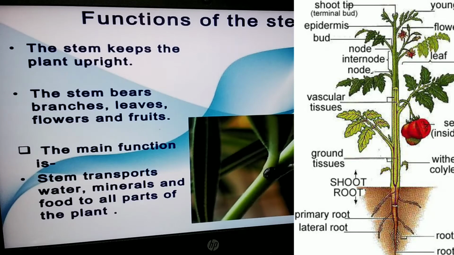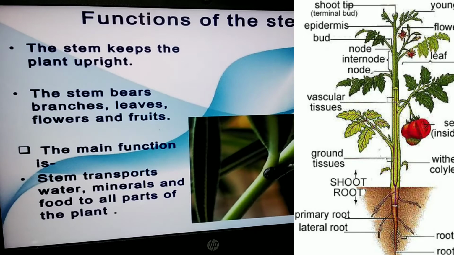Leaves arise from certain points on the stem called nodes. The leafless portion in between two successive nodes is called an internode. Branches arise from the axillary buds at the nodes.